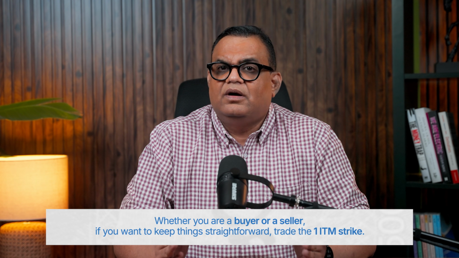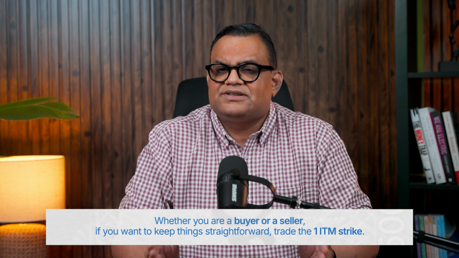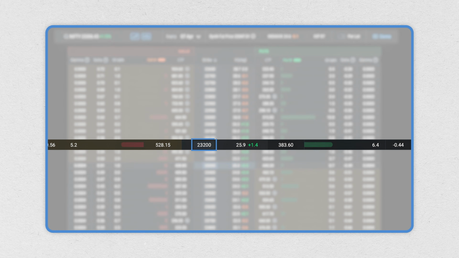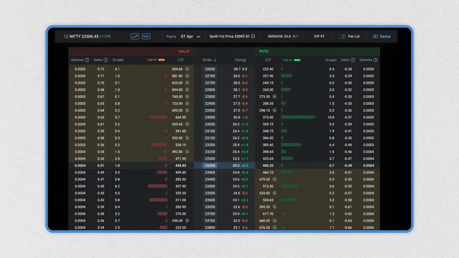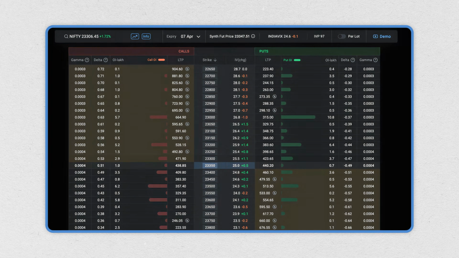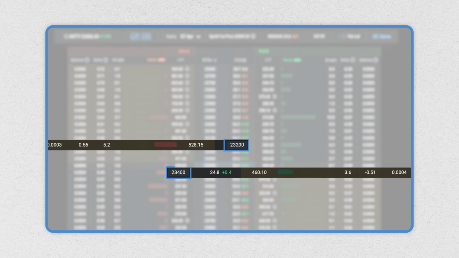After thinking about this problem for a long time, I have arrived at a very simple thumb rule. Whether you are a buyer or a seller, if you want to keep things straightforward, trade one in-the-money strike, or one ITM strike. Meaning, if Nifty spot is at 23,200 at open, check where synthetic futures is at that time. You will be able to find synthetic futures on Sensible. Now, you may see that synthetic futures is at say 23,300. In which case, select an in-the-money strike of 23,200 for call and 23,400 for put. For better liquidity, stick with strikes with round numbers.